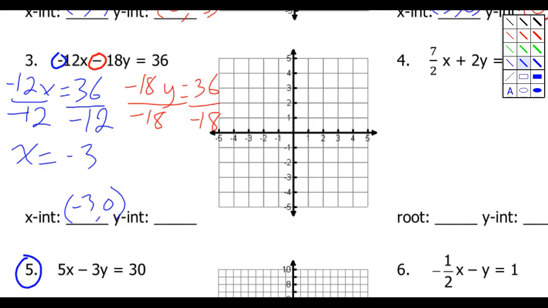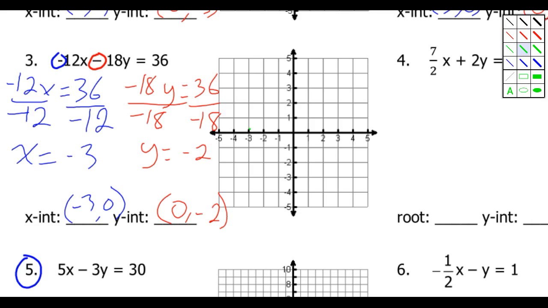I'm trying to color code this so that you can keep up with it later if you need to look at it. So feel free to use 2 different colors or even use your highlighter that you could have picked up as you came in the door. I let you use it for a reason. All right, but if I work that out, I get y equals -2. So my y-intercept is 0, -2.